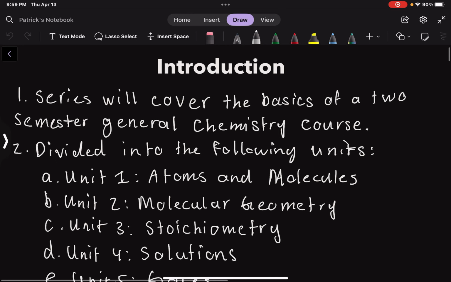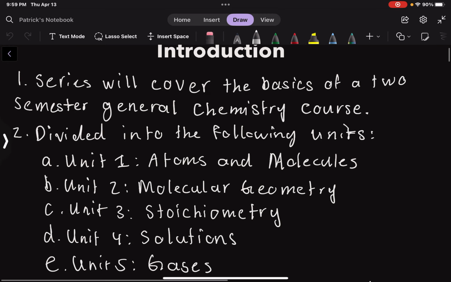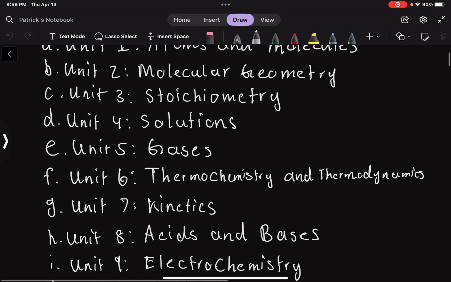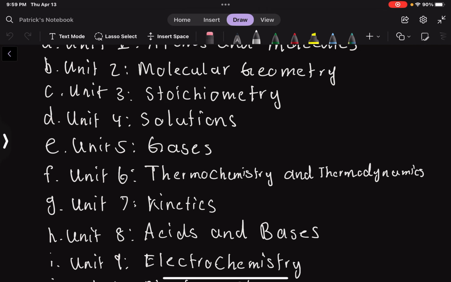In terms of structure, this series is divided into the following units. Unit 1 will cover atoms and molecules. Unit 2 will be on molecular geometry. Unit 3 will cover stoichiometry. Unit 4 will be on solutions. Unit 5 on gases. Unit 6 on thermochemistry and thermodynamics.